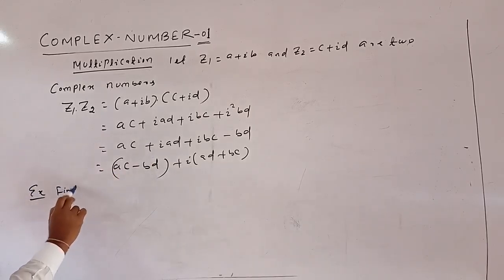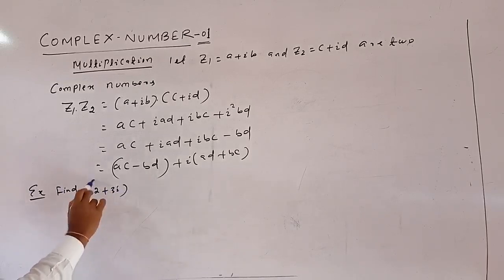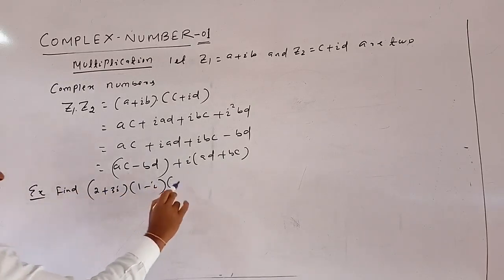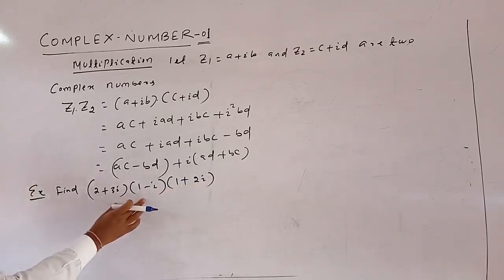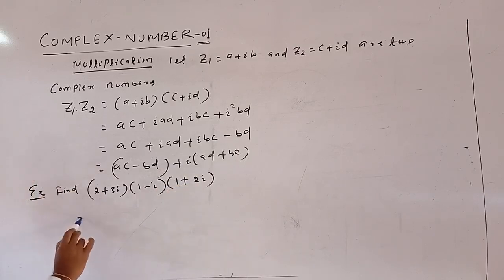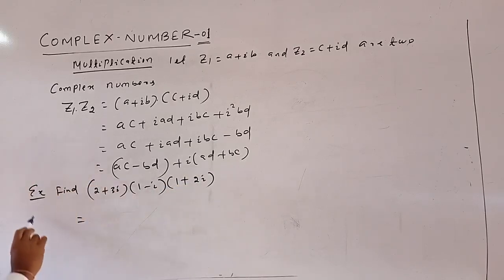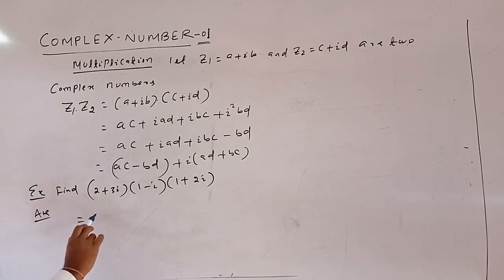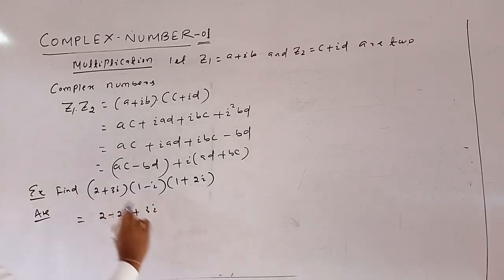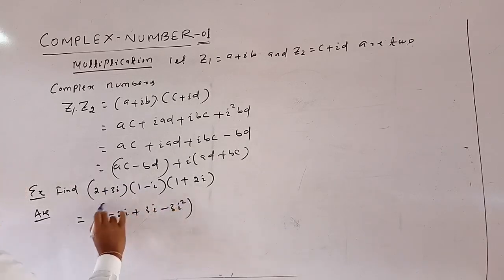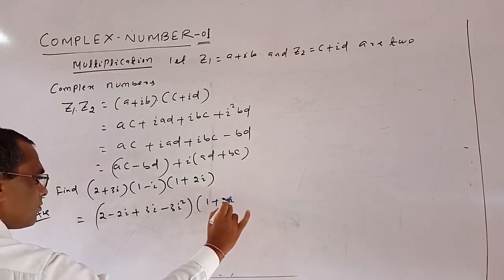find 2 plus 3i into 1 minus i into 1 plus 2i. So how can you find? First you have to multiply these two complex numbers. So 2 plus 3i into 1 minus i: 2 minus 2i plus 3i minus 3i square, whole into 1 plus 2i.